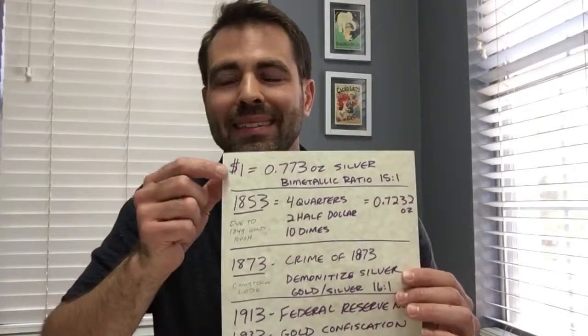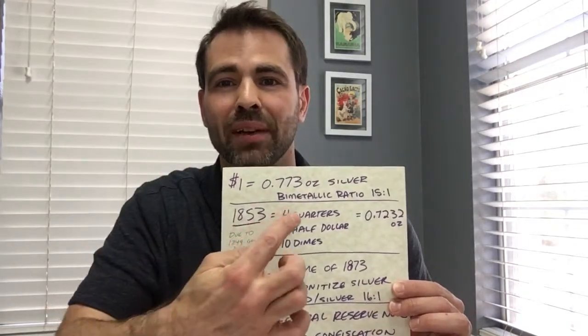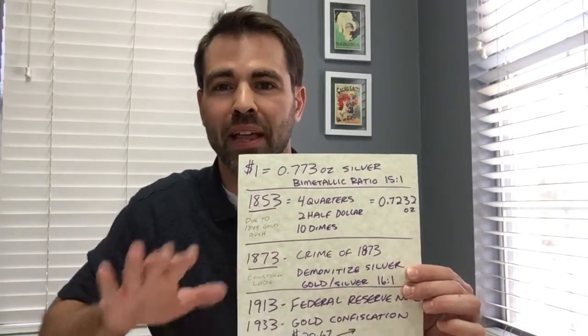I want to talk today about how we got to the American Silver Eagle, which says 1 ounce, $1. So how did $1 equal 1 ounce? How did we get here? Back in 1792, we set $1 to be 0.773 ounces. That was it. How did we get to $1 to 1 ounce?